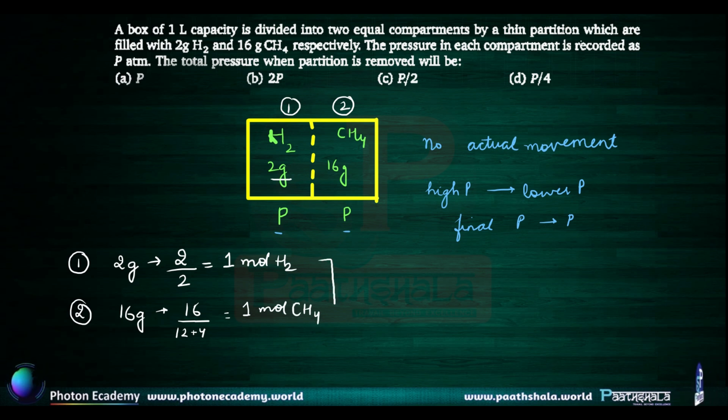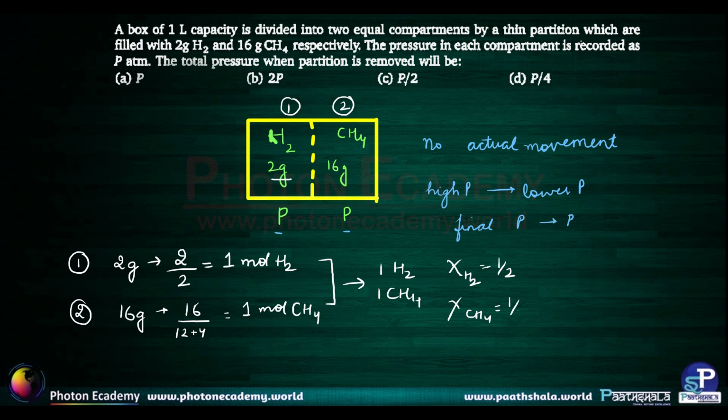Now when the partition is removed, the mixture would contain 1 mole of hydrogen and 1 mole of methane. So the mole fraction of hydrogen will be 1 by 2 and the mole fraction of methane would also be 1 by 2, because 1 is the number of moles of hydrogen and 2 is the total number of moles in the mixture. We know that the partial pressure is the pressure exerted by that particular component. So P is the partial pressure for hydrogen and P is also the partial pressure for methane, as is mentioned in the question.